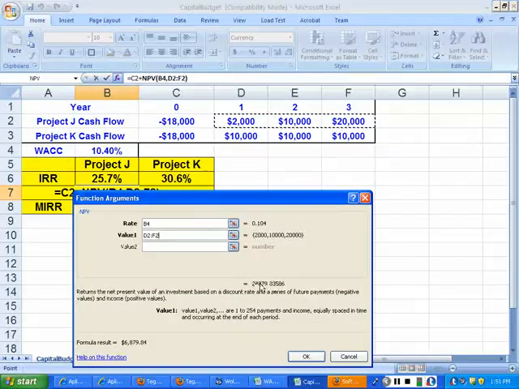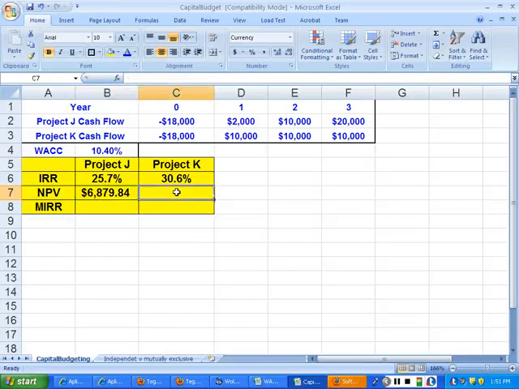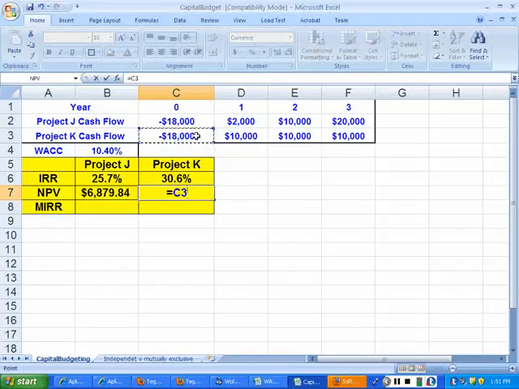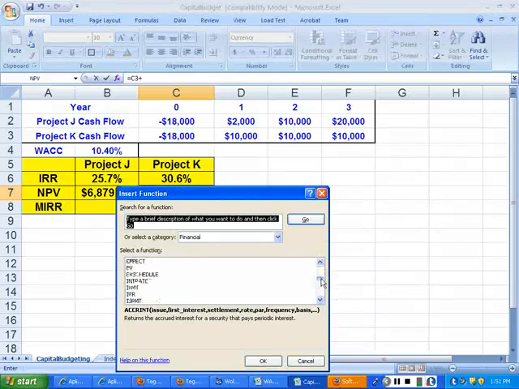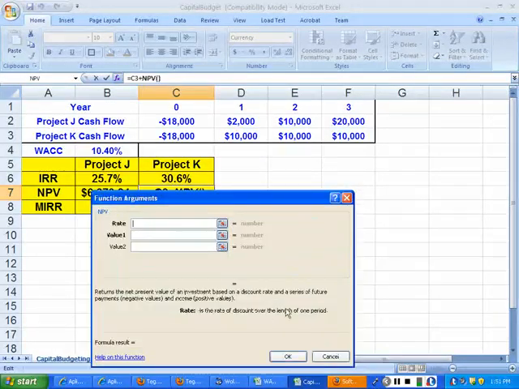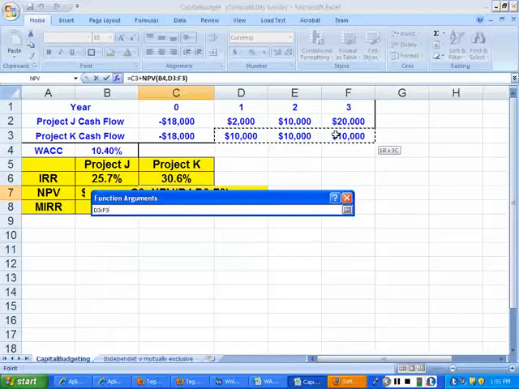We can see it's going to be more than the 18,000. We indeed find a positive net present value, so that also tells us it agrees to adopt the project. In the case of Project K, again, time zero cash flow, and to that we're going to add the function NPV. So again, I'll scroll down to the NPV function under financial and tell it the rate, which is 10.4%, and then tell it the future values, the 10,000 each year.